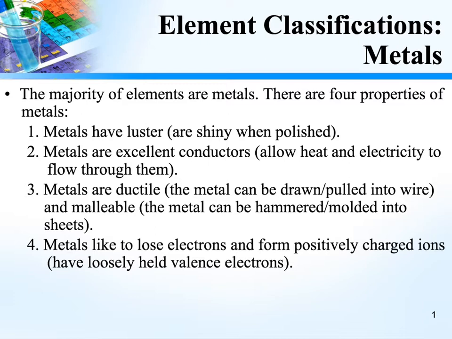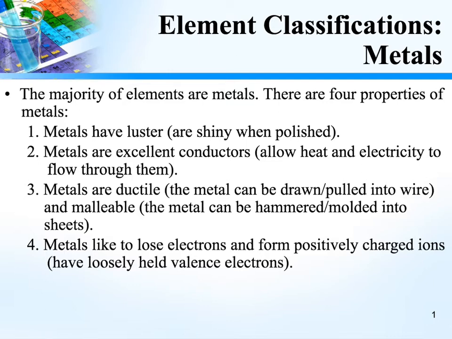Also, metals like to lose electrons in order to achieve stability. When they do that, they form positively charged ions. We actually call those positively charged ions cations, and this will be the topic of our next chapter. Stability is when an atom has a full set of 8 valence electrons in its outermost energy level, and it's actually called the octet rule.